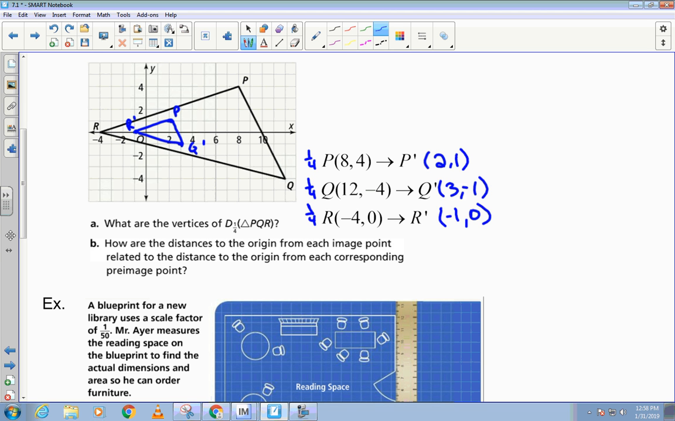Now, again, remember, I can compare the side lengths. None of these are horizontal or vertical, so it'd be a little bit hard. But in this case, I might want to compare their distance to the origin. So, like, R prime's distance from the origin is what? 1. And R is 4. So again, we get that scale factor of 1 to 4. Okay, we're looking at that distance. That's the next question. How are the distances to the origin from each image point related to the distance to the origin from each corresponding pre-image point? Okay, it still has the same scale factor. So you could write that.